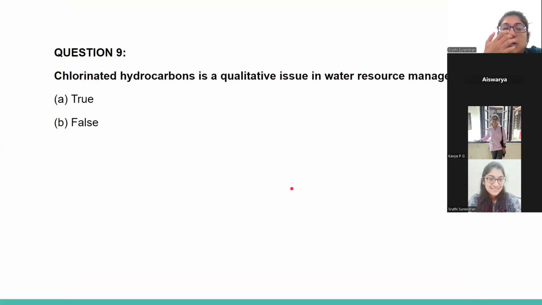Moving on. Chlorinated hydrocarbons is a qualitative issue in water resource management. Qualitative issue deals with the quality of groundwater. Quantitative issue deals with the quantity of groundwater. So, what kind of issue is the presence of chlorinated hydrocarbons?